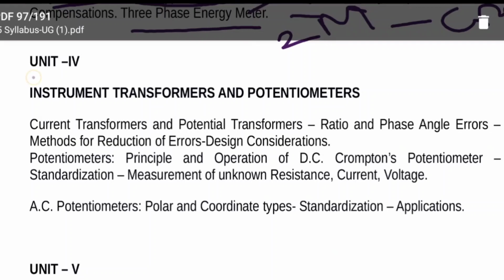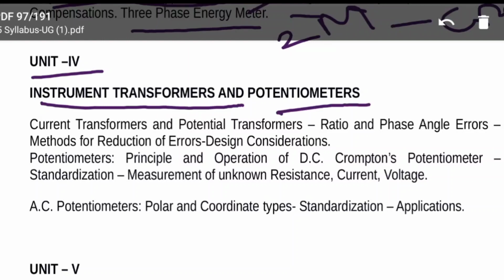Coming to unit 4, instrument transformers and potentiometers. Here also 2 topics are there. One is instrument transformers, the transformers which are used in conjunction with the meters to extend the meters to measure the voltage and currents. We call them current transformer, potential transformer. Current transformer and potential transformer.